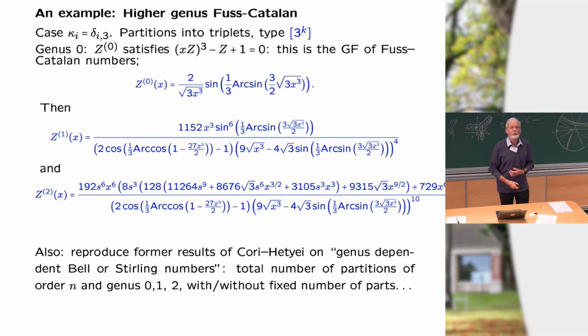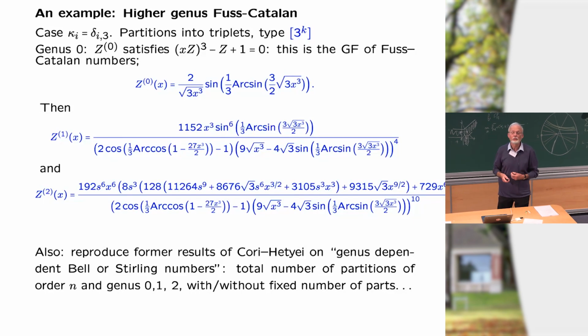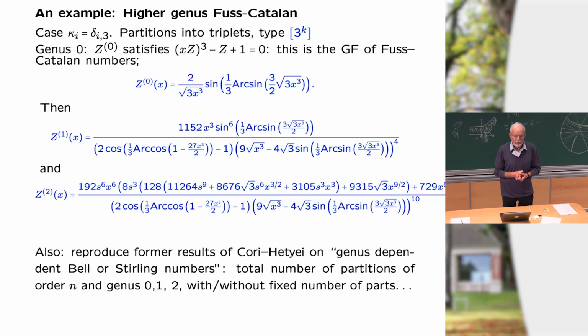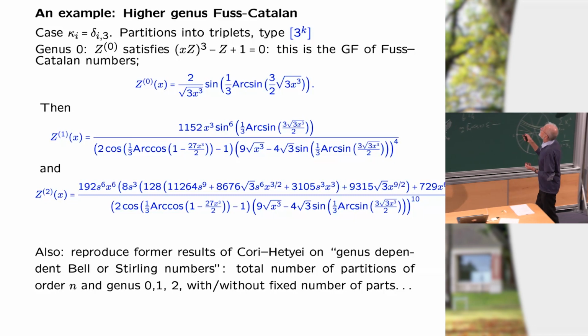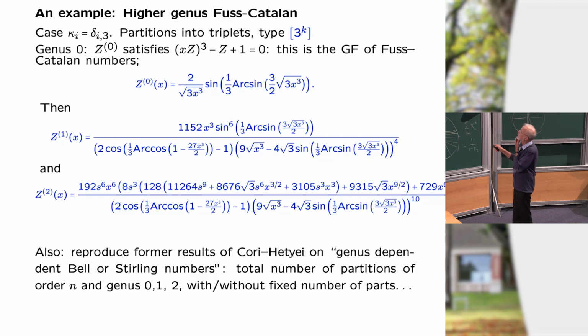So just an example of a formula which is new, what I call higher genus Fuss-Catalan. So imagine that only one of the kappas, the variables that I was attaching to vertices, only one of them is non-zero, namely kappa 3. This means that you allow only 3 vertices in your diagrams. Okay? So if you look first at the case of genus 0, then you have to solve this equation. And this is a well-known case.